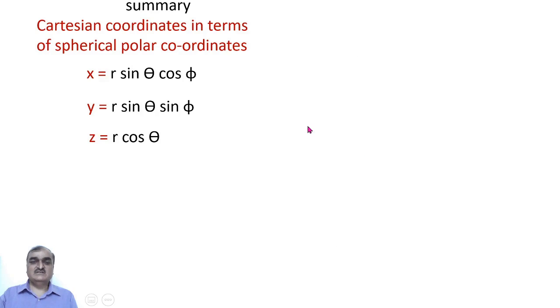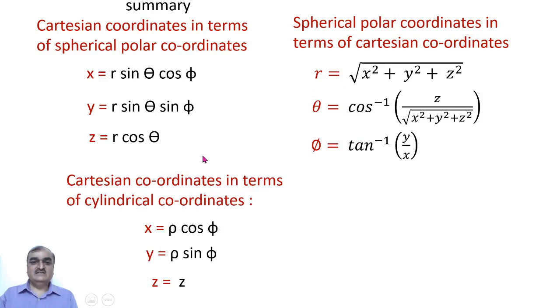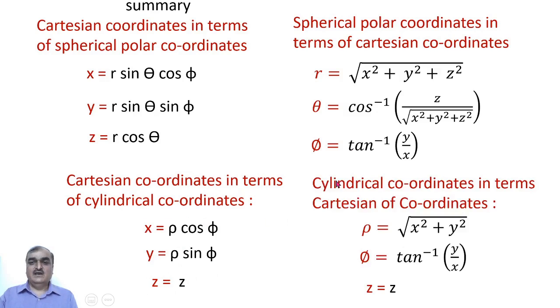In this way, in previous lecture, we have obtained Cartesian coordinates in terms of spherical or polar coordinates, that is x, y, z in terms of r, theta, phi. These are the equations. Then spherical or polar coordinates in terms of Cartesian coordinates, that is r, theta, phi in terms of x, y, z. In this lecture, we have derived the Cartesian coordinates x, y, z in terms of rho, phi, z, that x is equal to rho cos phi, y is equal to rho sin phi, z is equal to z, and cylindrical coordinates in terms of Cartesian, that is rho, phi, z in terms of x, y, z. These are the important equations which we require in next lectures. That's all in this lecture. Thank you.